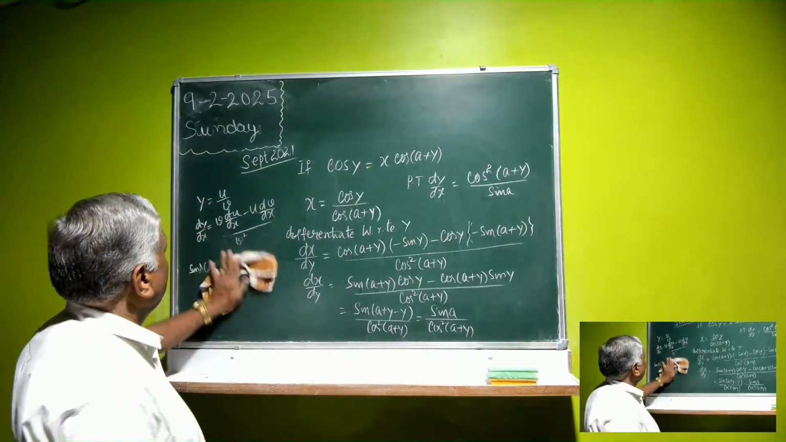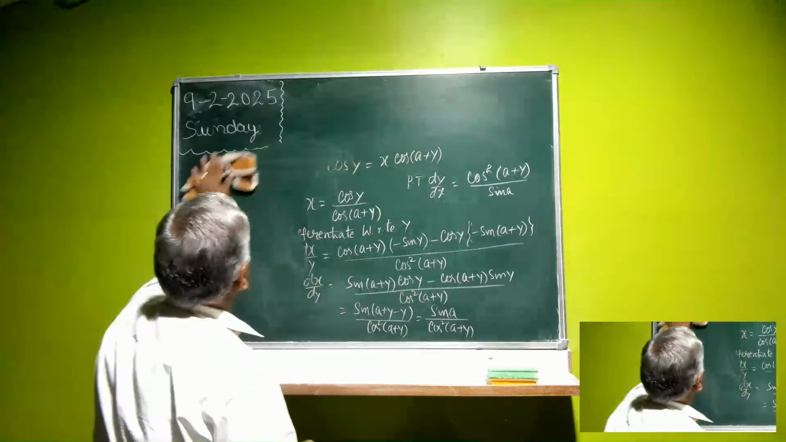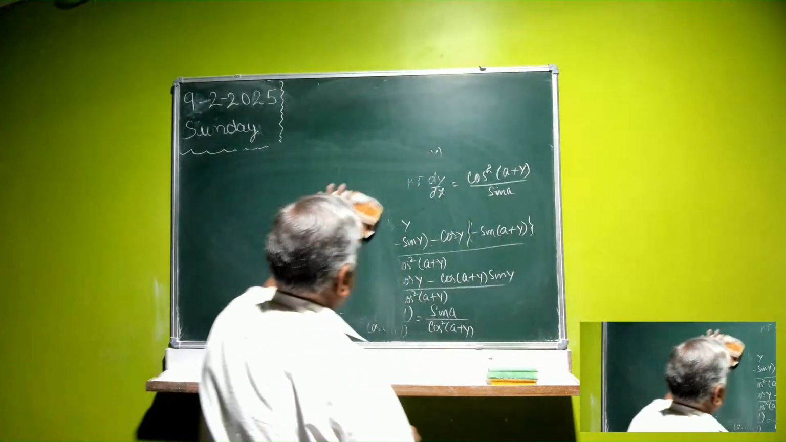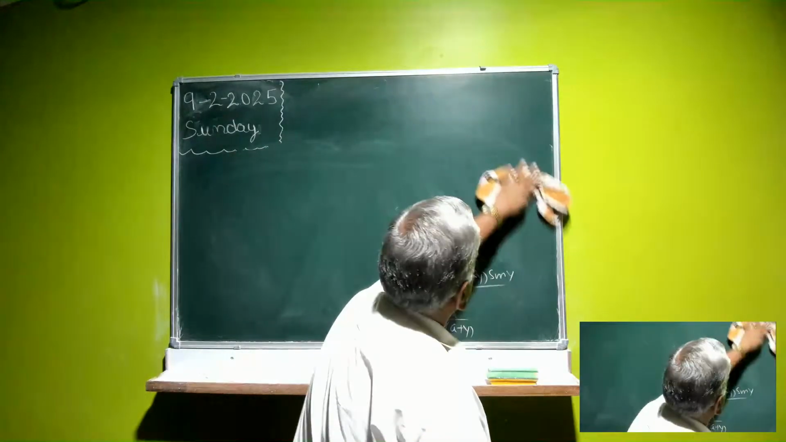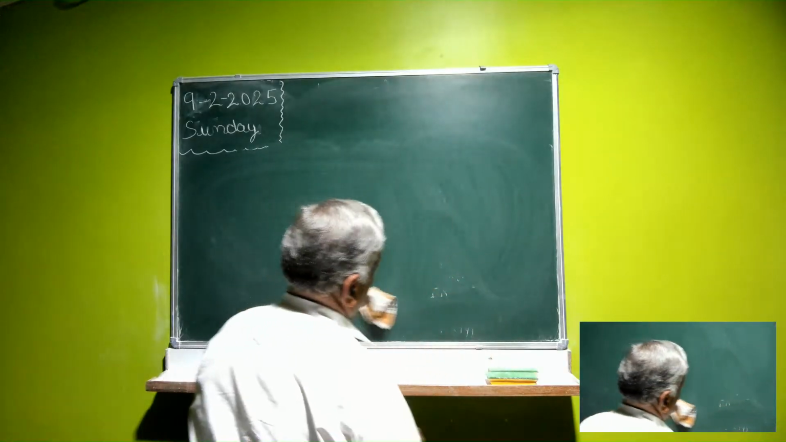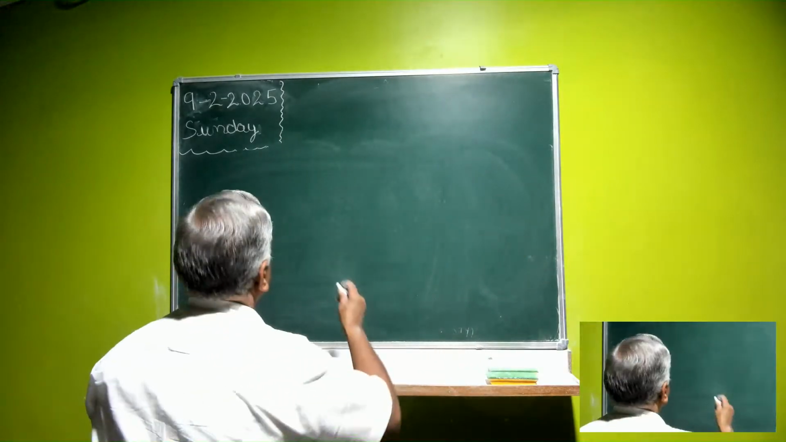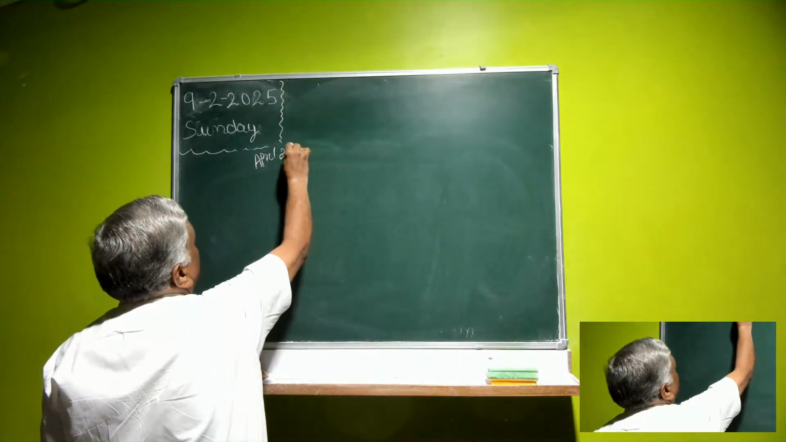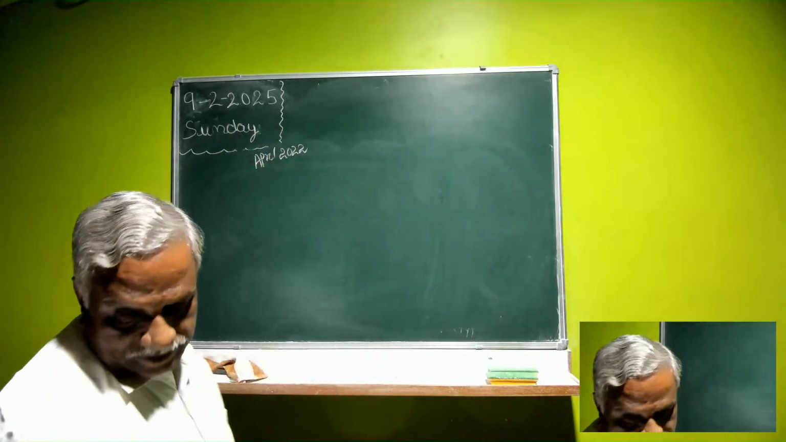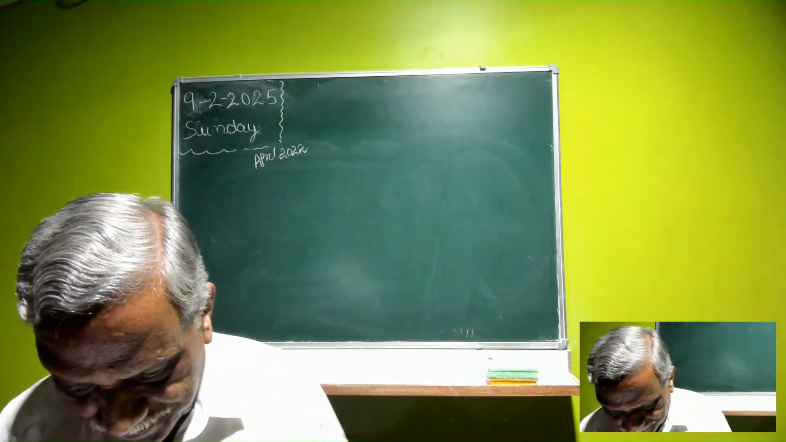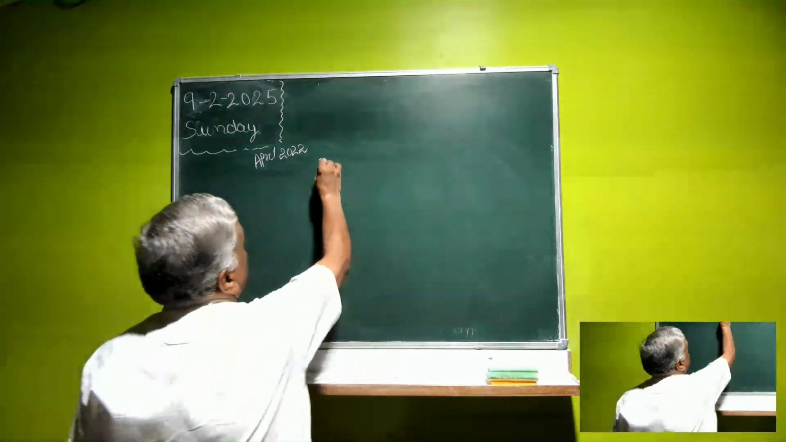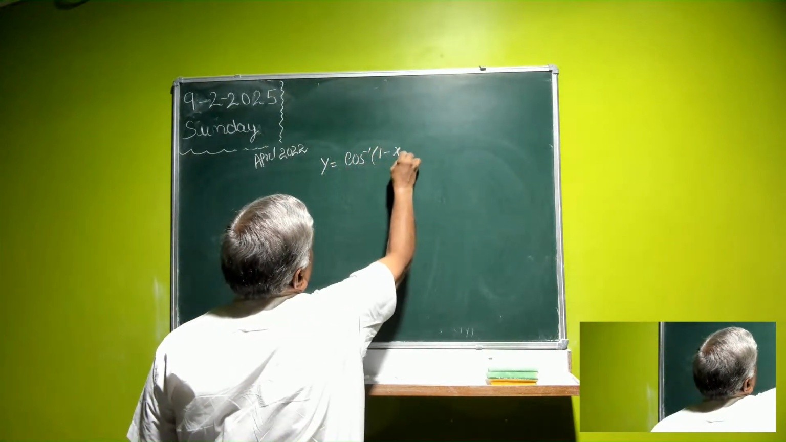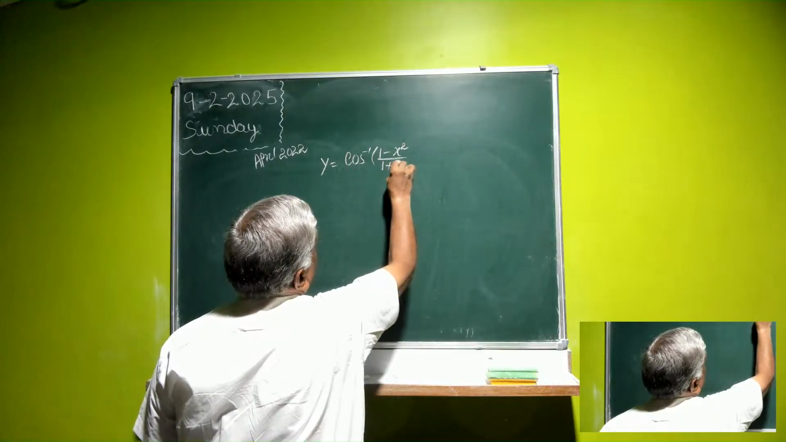We'll move on to April 2022. Here also there are two problems. First problem is y is equal to cos inverse of 1 minus x square over 1 plus x square.